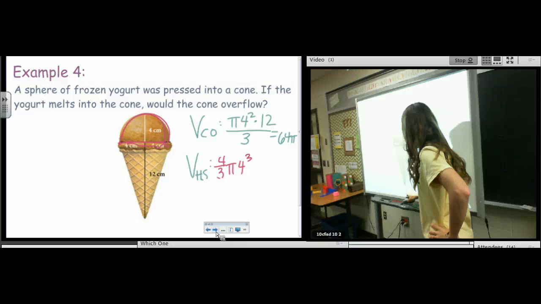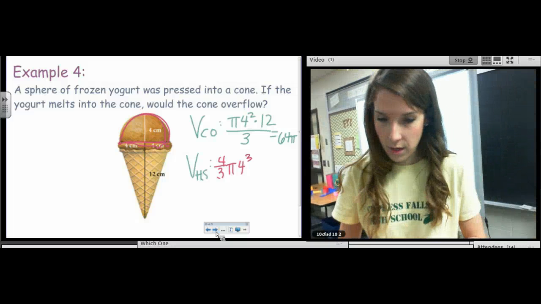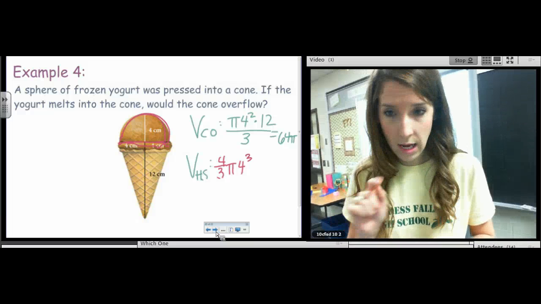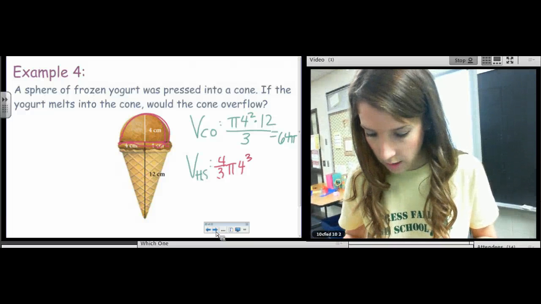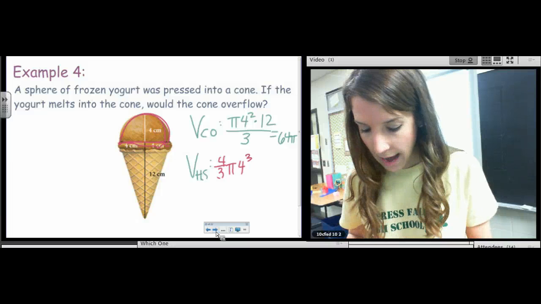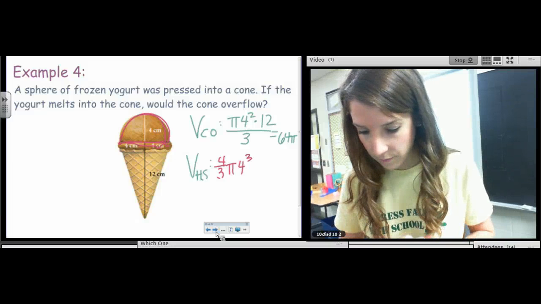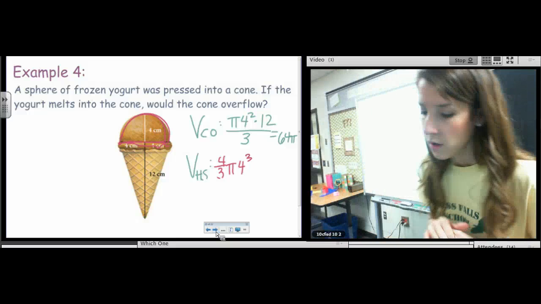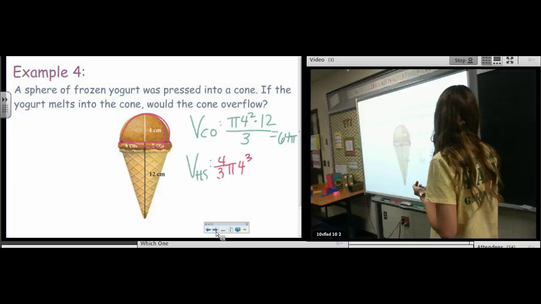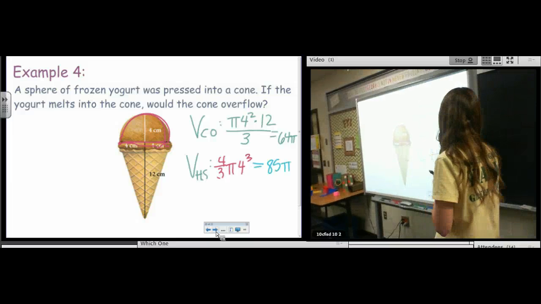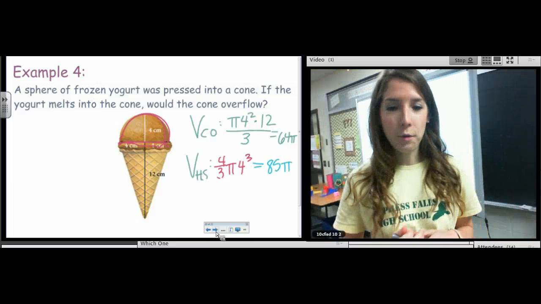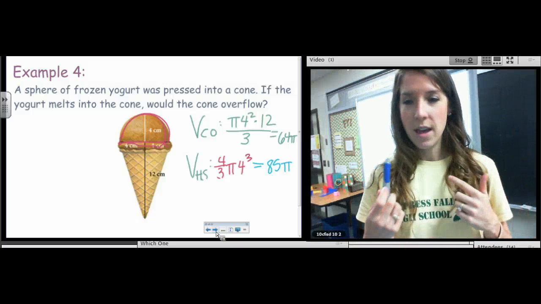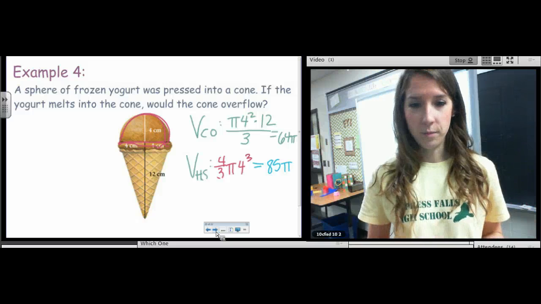So it's a sphere. All right. So 4/3 times 4 cubed. 85.3 repeating. 256/3. That sounds like the last problem. So it's approximately 85 pi. So is it going to overflow? Yes, it will overflow because the ice cream is more volume than the cone.